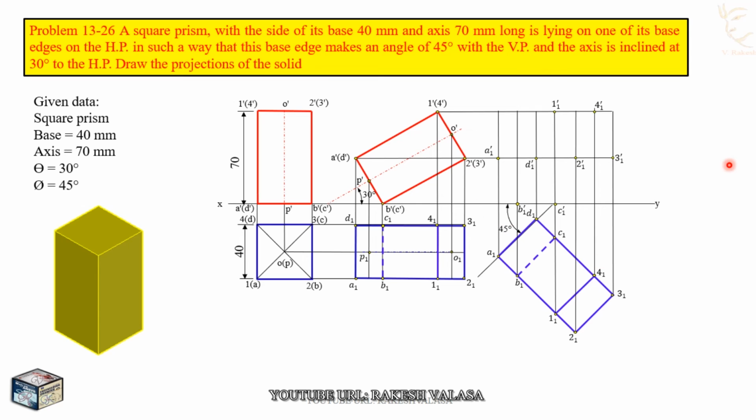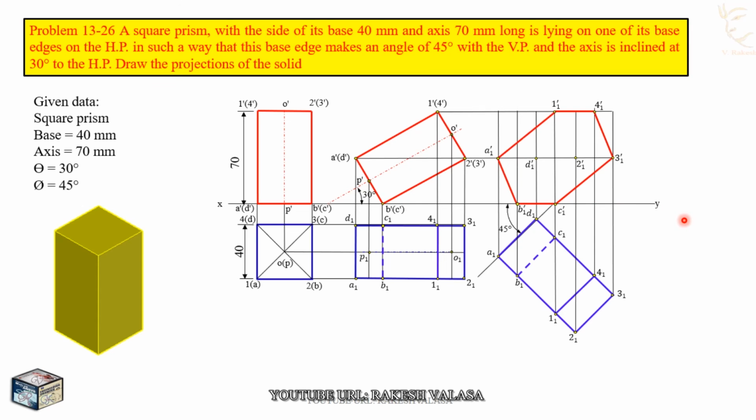Now apply the dark and dotted lines rules. So first we need to join outermost points. So here outermost points are A1 dash, B1 dash, C1 dash, 3 1 dash, 4 1 dash, 1 1 dash, A1 dash, B1 dash.